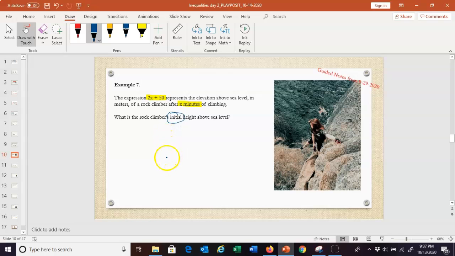Just like in our bank account example, remember we started with $250 and then it changed monthly. Here we start at 50. So it is 50 meters. And then we're going to change based on this term, based on however many minutes we're climbing. So after 1 minute, we've gone 2 meters. After 2 minutes, we've gone 4 meters. After 3 minutes, we've gone 6 meters. You guys see that? But we've already started at 50 meters above sea level. So it's that initial height.